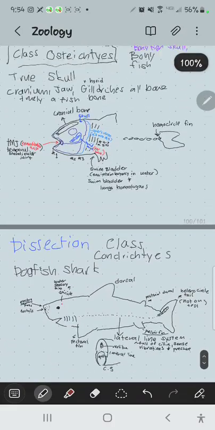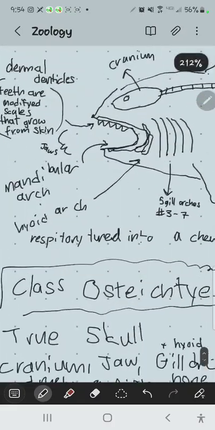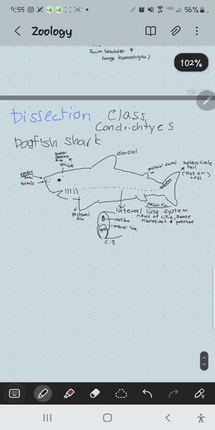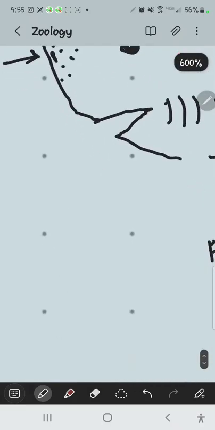And the actual teeth of a shark are derived from the skin or the scales. So that's kind of a unique feature. Whereas in the bony fish, the teeth are actually derived from the bone of the jaw of the skull. So it's a different origin of the teeth.